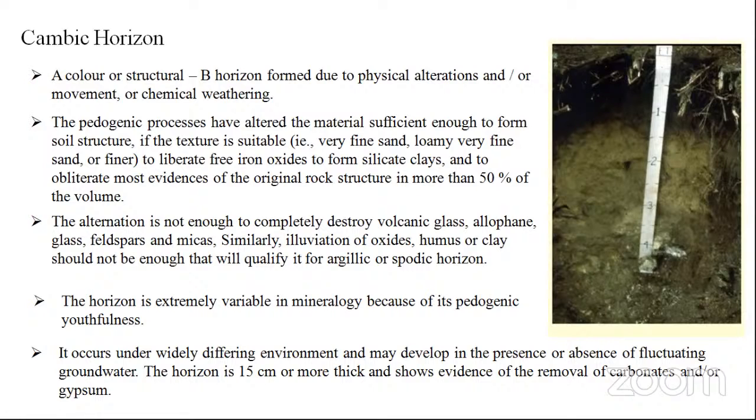You can also find this where groundwater fluctuation is very high. With that fluctuation you can see more than 50% thickness, and due to this groundwater, you can see some evidence of carbonates and some gypsum components in the cambic horizon. So what are the things you have to remember in the cambic horizon? It is formed by physical and chemical alterations, and mostly you can see it wherever there is some fluctuation in groundwater. This is what you have to remember regarding the cambic horizon.